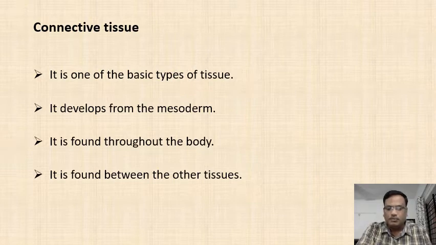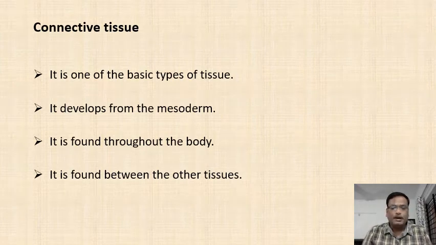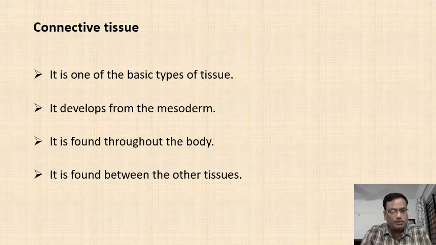Whereas epithelium tissue has its origin from all the three germ layers, so you find epithelium originating from ectoderm, mesoderm, and endoderm, connective tissue originates only from the mesoderm layer of the embryo. And as far as its distribution is concerned, connective tissue is found distributed throughout the body. It is found in almost all parts of the body, and it is mainly found between the other tissues. That is why it is called connective tissue.